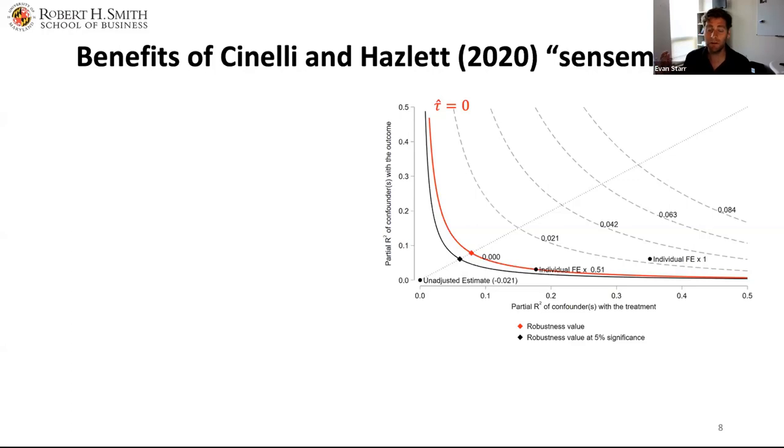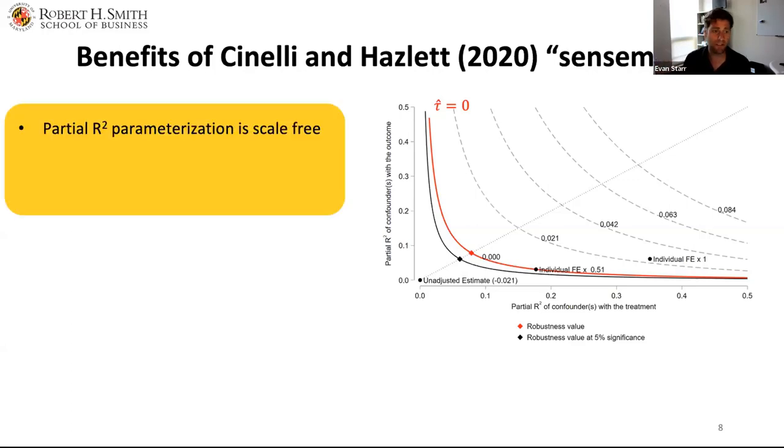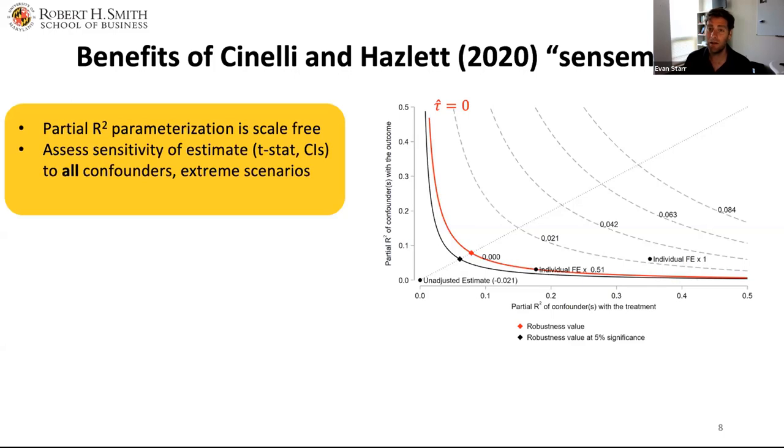So what is the value then here? The first thing is that this is a scale-free parameterization. This is why it works with all confounders potentially working together. It assesses the sensitivity of a given estimate to all potential confounders, or even extreme scenarios. So you can imagine a simple scenario, which is if you look at one of the extremes, all the way up on the top axis here. Imagine, for example, that the confounders explained all of the residual variation in your outcome.